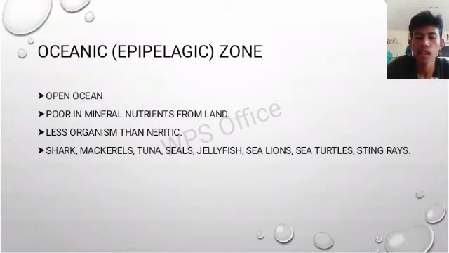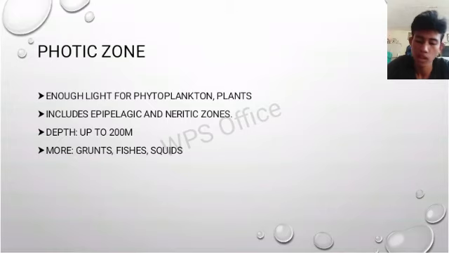Then next is the oceanic. So when we say oceanic, it is the area of the ocean lying beyond the continental shelf. Then next is the photic zone. When we say photic zone, it is the top layer nearest the surface of the ocean, also called the sunlight layer. In this photic zone, it allows the photosynthesis process. So, mag-evaporate yung water para makapag-process yung photosynthesis.